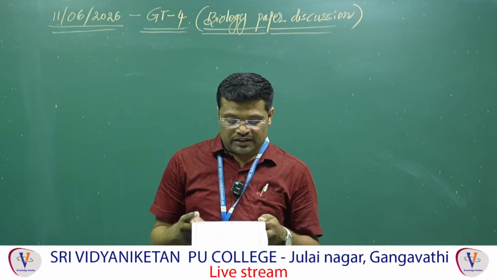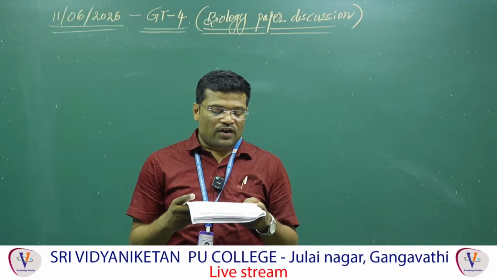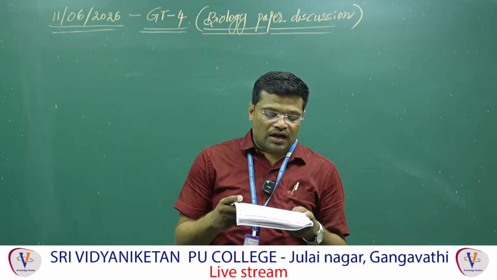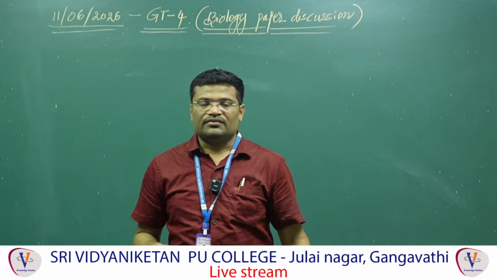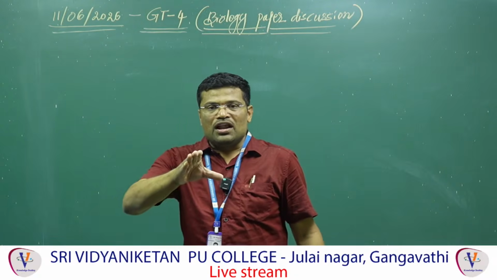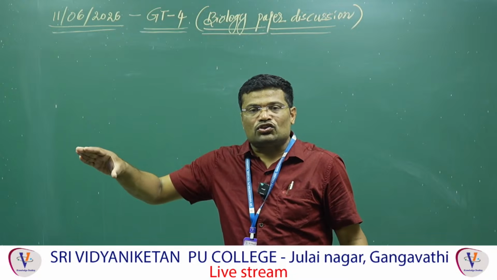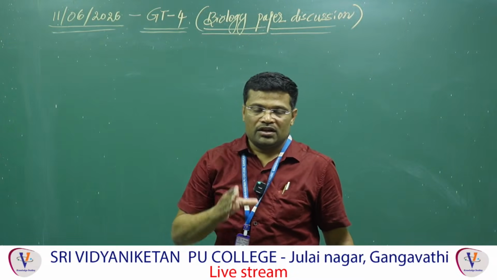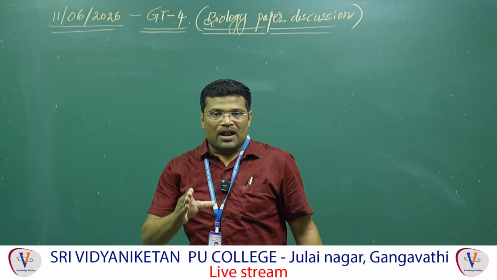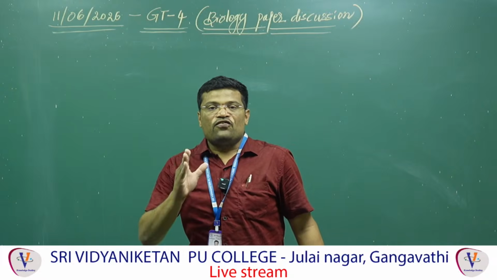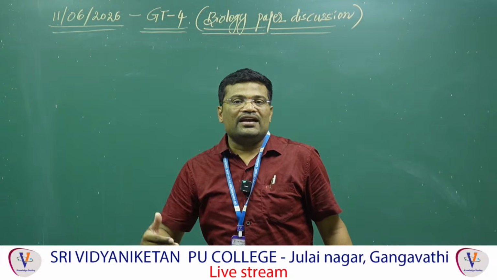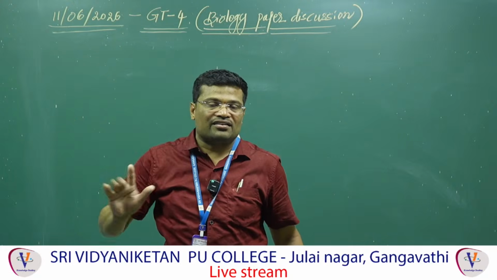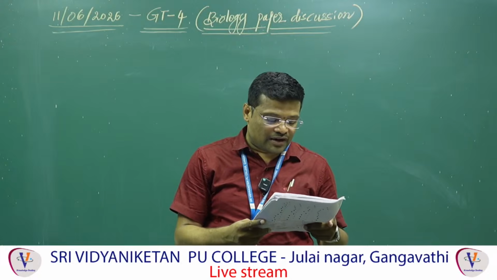Coming to question number 93. In frog, medulla oblongata passes through dash and continues as spinal cord. In frog, medulla oblongata passes through a pore called foramen magnum. Later, medulla oblongata continues as spinal cord. Keep it in your mind. 93, answer 1.